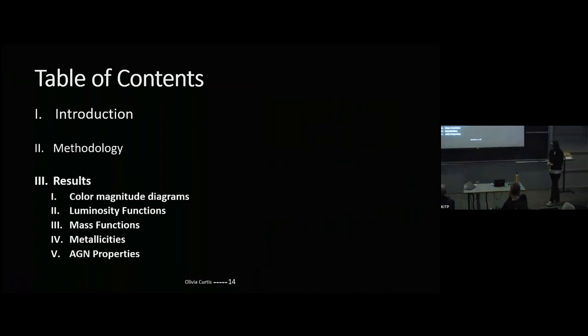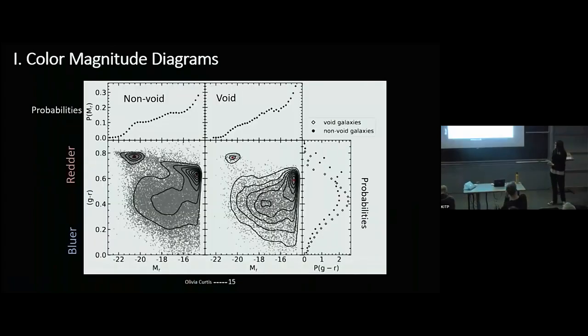So I now want to go on to the final portion of my talk, just looking at some of the results of the properties of void galaxies in the TNG300 simulation. So first, looking at the color magnitude diagrams for these galaxies. Here in these main panels, I'm plotting the G minus R color as a function of R band absolute magnitude, with these for non-void galaxies on the left and my void galaxies on the right.